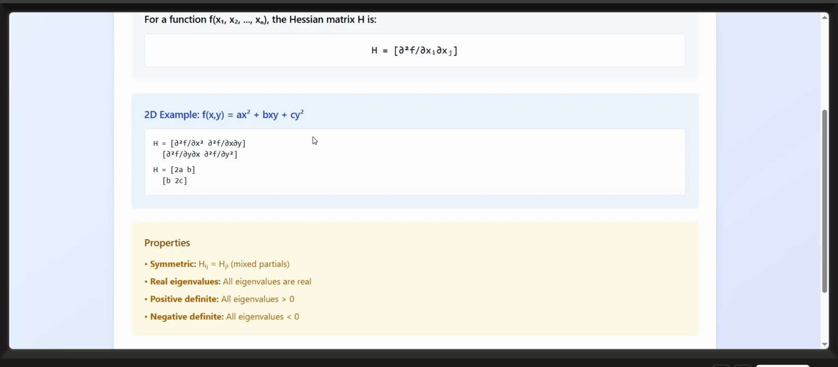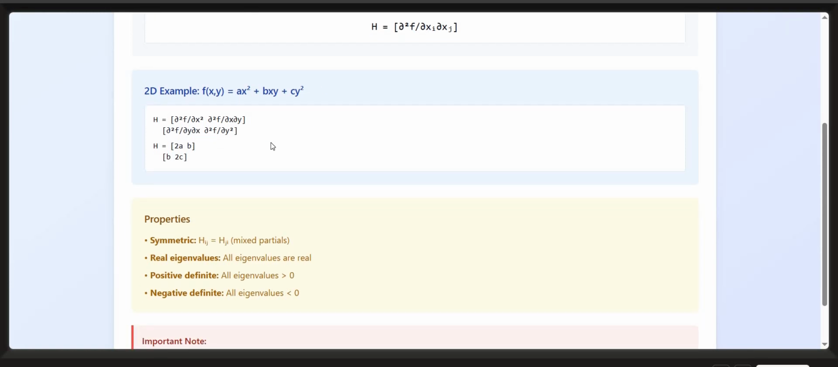If we take the second order partials here, we can build a Hessian. The second derivative with respect to x twice gives us 2a. The mixed partial, first with respect to x then y or y then x, gives us b, and the second derivative with respect to y twice gives us 2c. So the Hessian matrix ends up looking like this: H equals, first row 2a and b, second row b and 2c.